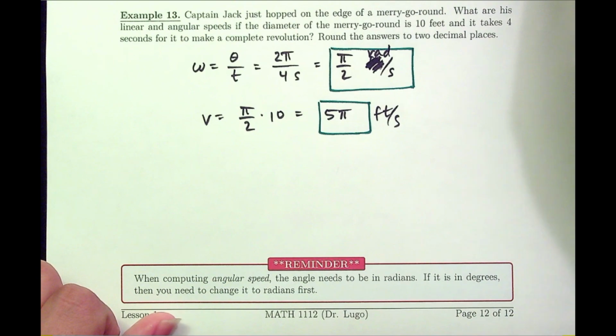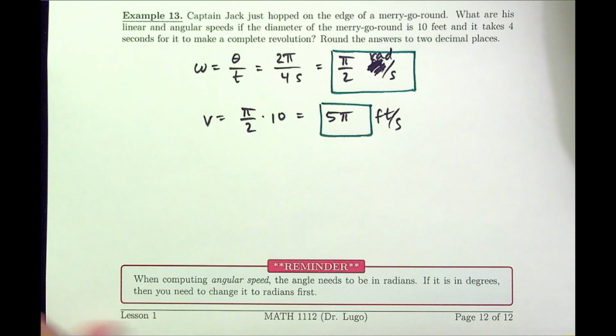Reminder, when computing angular speed, the angle needs to be in radians. If it's in degrees, you need to change it to radians first.